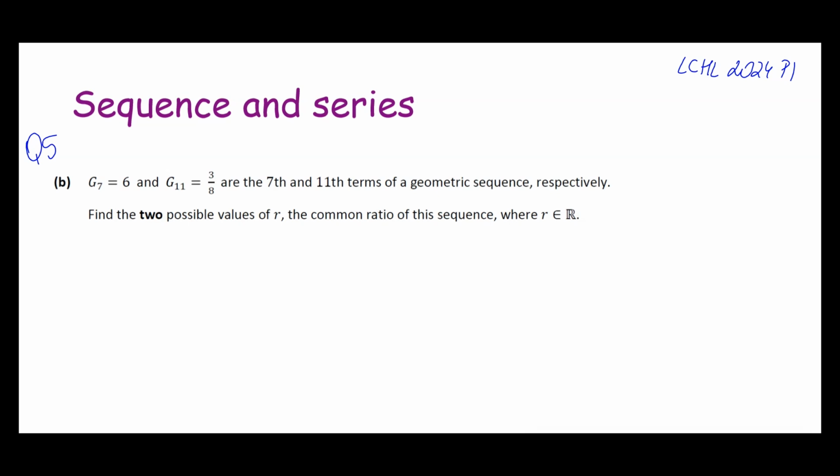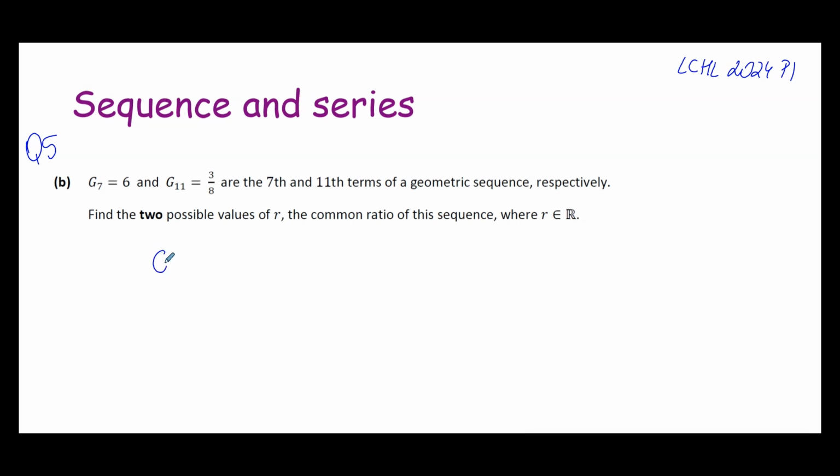Now, what do we know about a geometric sequence? How do we create that? Every time we multiply by the same number. Okay, fair enough. So I have to find two possible values of r, meaning what? The common ratio of this sequence. So I have to figure out what they are multiplying by every time in order to get that. So let me think.